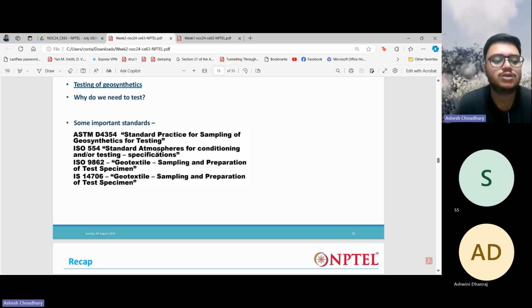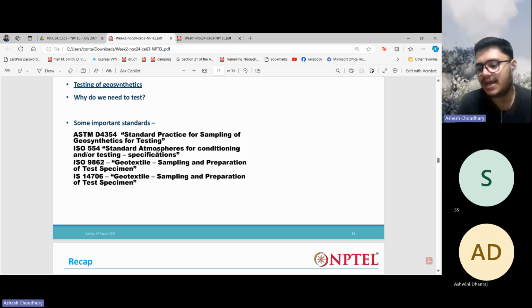Before you apply those materials in your project, you must be sure that whatever the vendor has promised to supply, he is actually supplying that quality of product. As an engineer, it is your responsibility to always check. Else whatever you design is of no use, right?